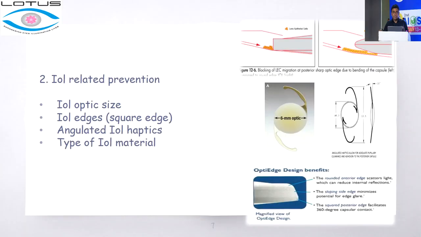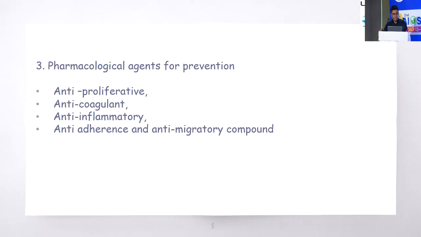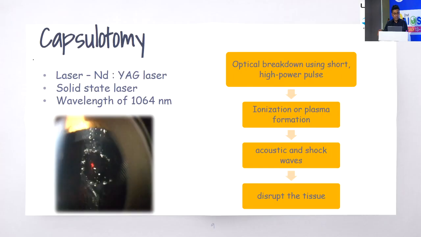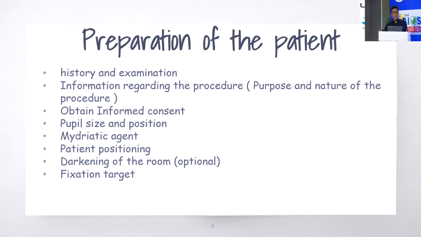Regarding IOL factors, a 6 mm optic and square-edge technology all try to prevent the onset of PCO. The angulation of the optic angle also helps. There are some other pharmacological ways, but they are still at the research level, not yet practical. Coming to the YAG capsulotomy, we all know it's a 1064 nm solid-state Nd:YAG photodisruption. It produces acoustic waves which break down the capsule.